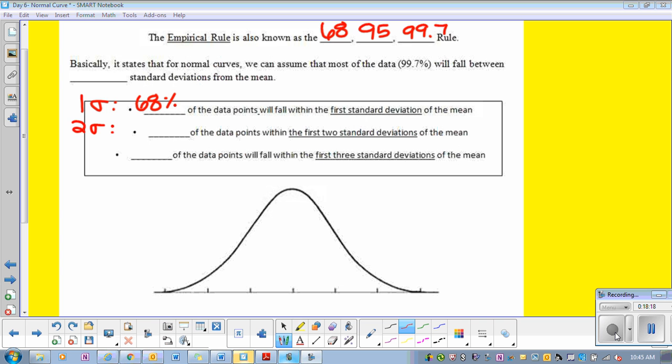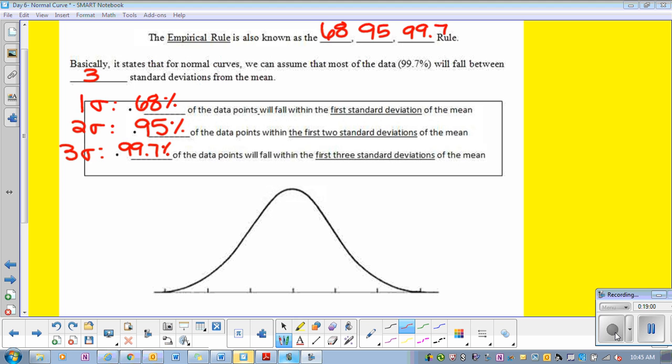Two standard deviations accounts for 95%. You have to memorize this. 68, 95. And then 3 standard deviations is 99.7%. Which makes sense. The further away you get from the mean, the more data points you're talking about, right? So basically, it tells you that for a normal curve, we can assume that most of our data, or 99% of it, is going to fall within 3 standard deviations from the mean. Okay?